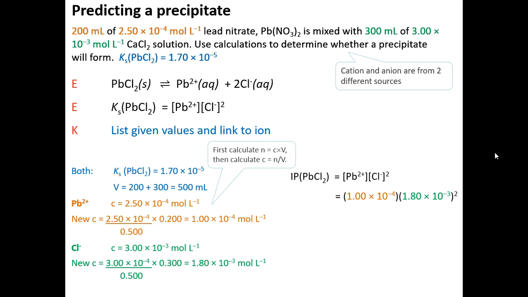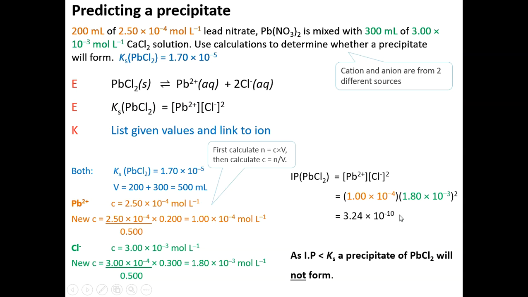Do the 1.8 times 10 to the minus 3 squared, and then multiply it by 1.00 times 10 to the minus 4, and you should get an answer like this. Remember, keep a minimum of 3 significant figures during your working. Don't be lazy and just write 1. Say it's 1.00. This is important for excellence.